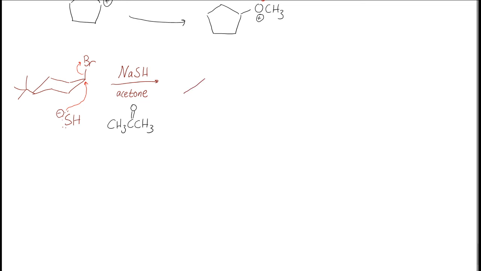And we just have to be careful about drawing the product properly, because we have inversion of configuration, which means the SH is now going to be going down because the bromine was up. So the SH will be on the equatorial position, going down. And that's SN2.